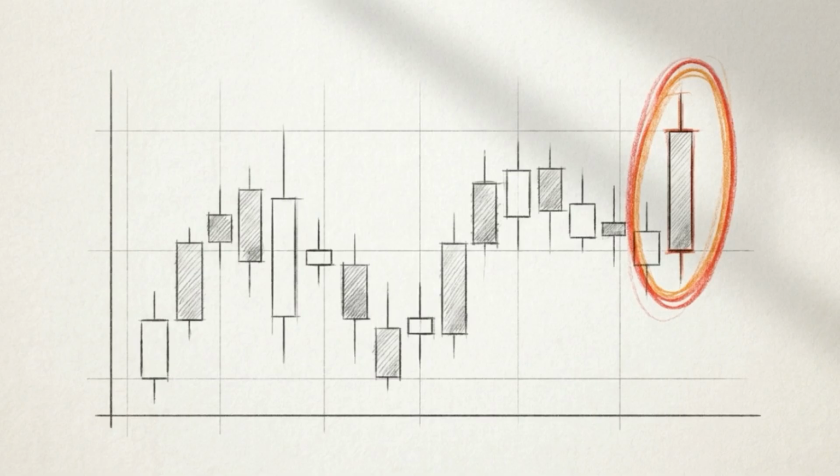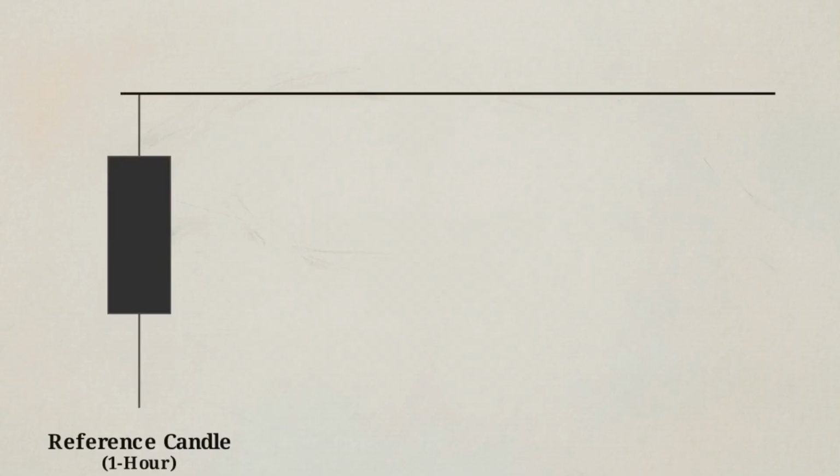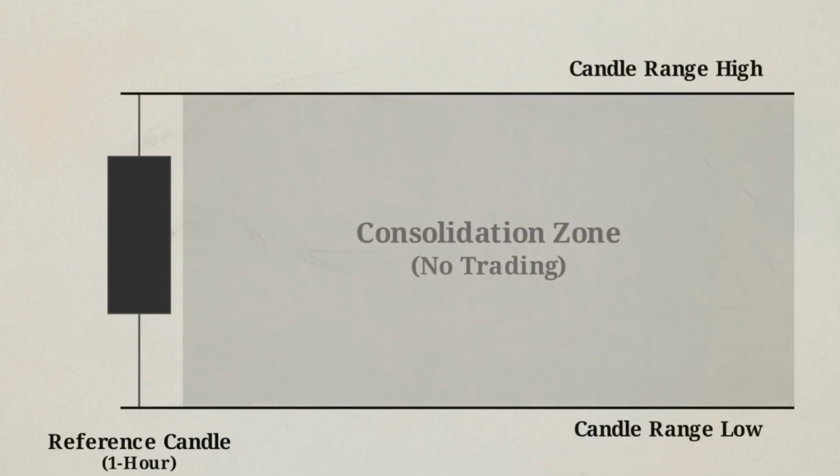On the 1-hour chart, locate the most recently completed candlestick. To define your range, draw a horizontal line at the absolute peak of the upper wick and another at the absolute bottom of the lower wick. These are your candle range high and candle range low. These two lines mark the boundaries for the next hour of trading.